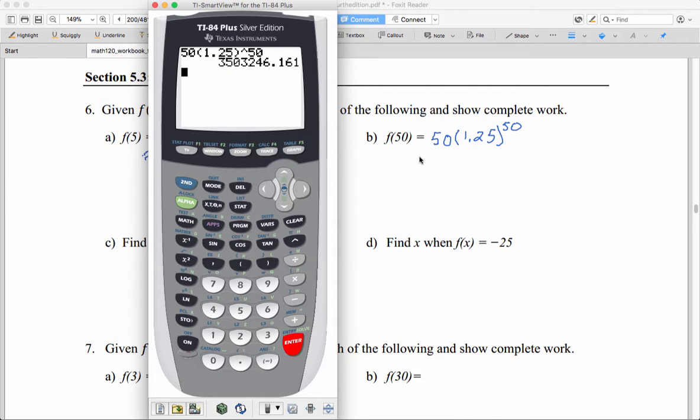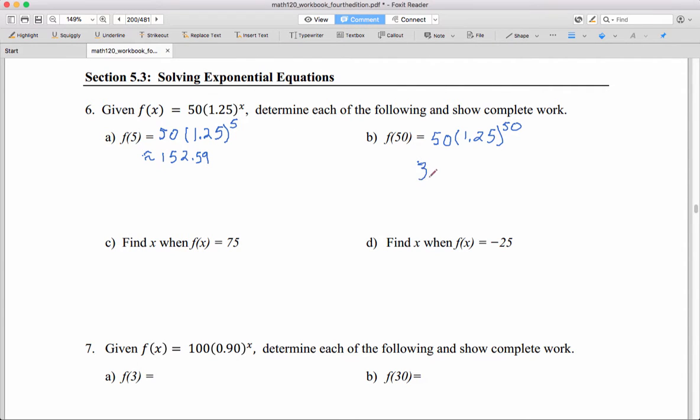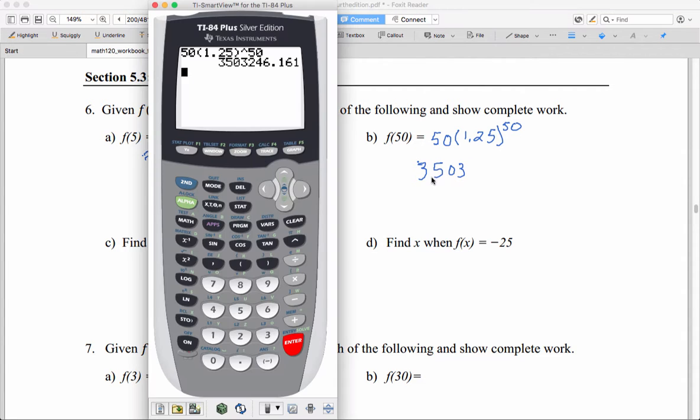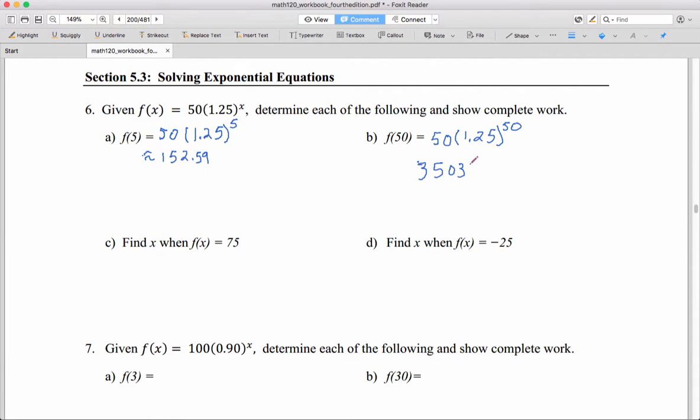We get back 3,503,246.161. We'll give them the whole shenanigans here. Alrighty then. Okay, cool. Those aren't too tough. Just plug and chug, basically.